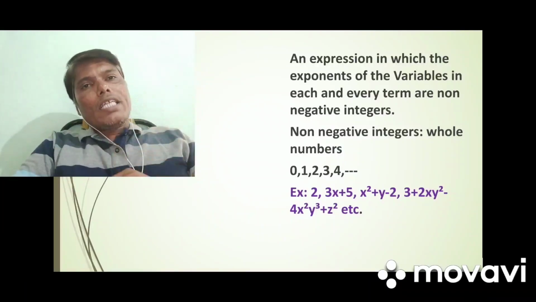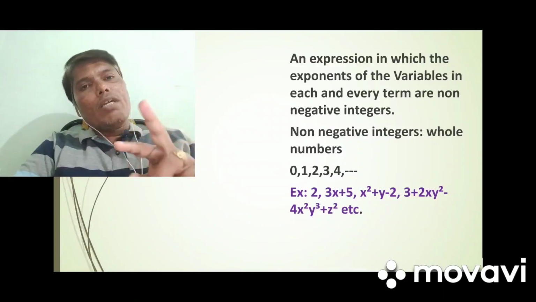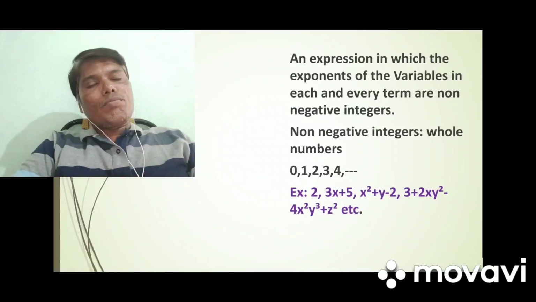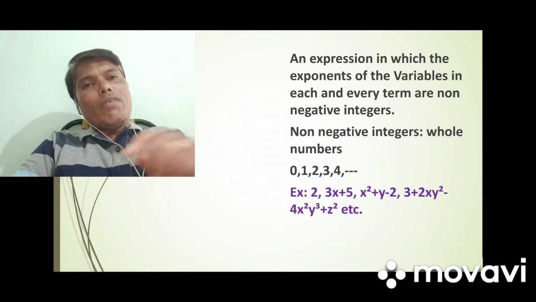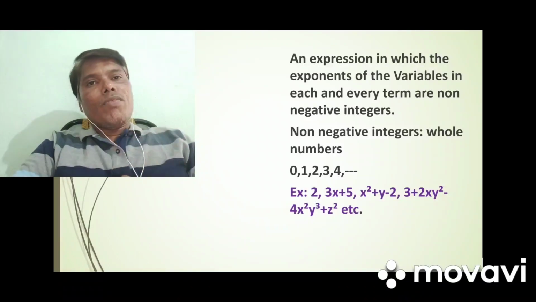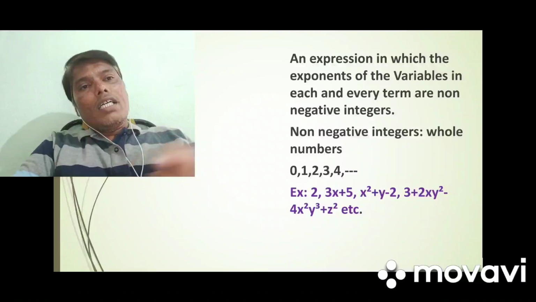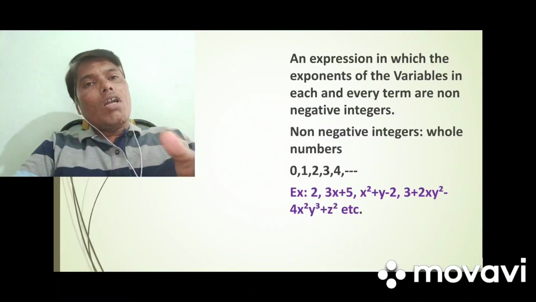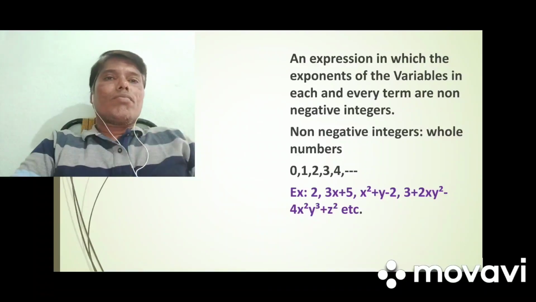Let us observe the next example, x square plus y minus 2. It is also a polynomial with 3 terms. Okay, so what are the variables present in that polynomial? x and y. You observe their exponents 2 and 1, non-negative integers. Let us observe the next example, 3 plus 2xy square minus 4x square y cube plus z square. It is also a polynomial having 4 terms. And the variables present in those terms are x, y, z. You observe their exponents, all are non-negative integers.